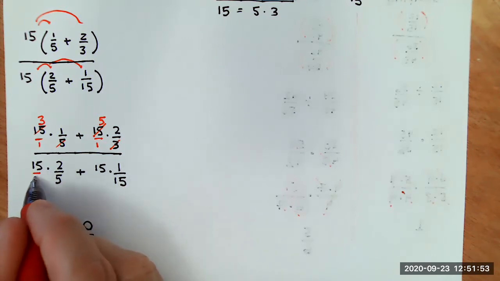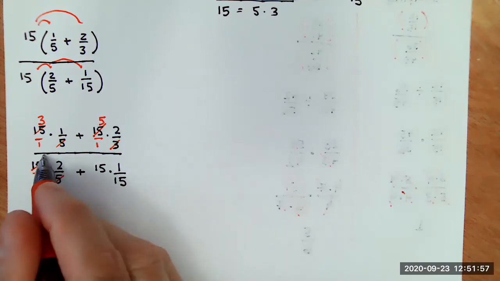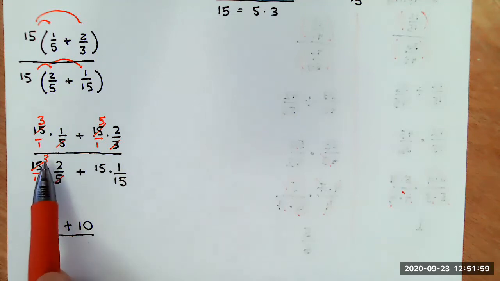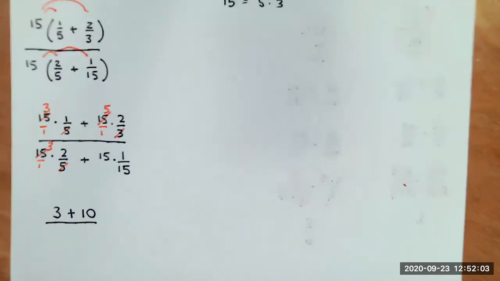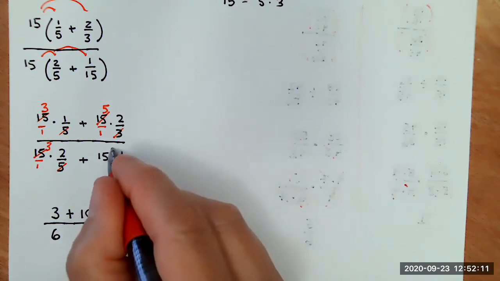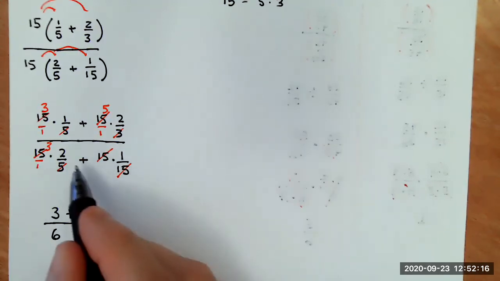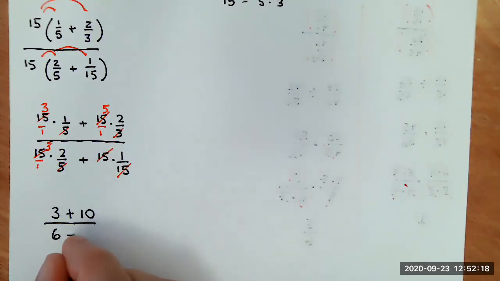You can think of that as 15/1. 5 goes into 15 3 times. 3 times 2 is 6. And that's 6/1, which is just 6. And then here we get 15/15, which is 1. So we'll bring down this plus.